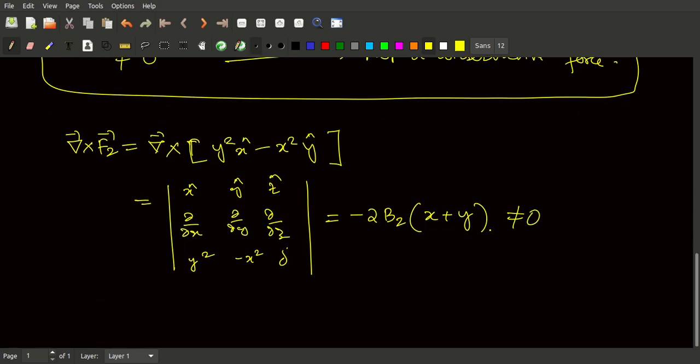It will be equal to 0 at x equal to 0 and y equal to 0, but that doesn't mean it's equal to 0 everywhere. It has to vanish globally. This is not vanishing globally, which means F2 is not a conservative force. So this is the proof that F2 is not a conservative force.